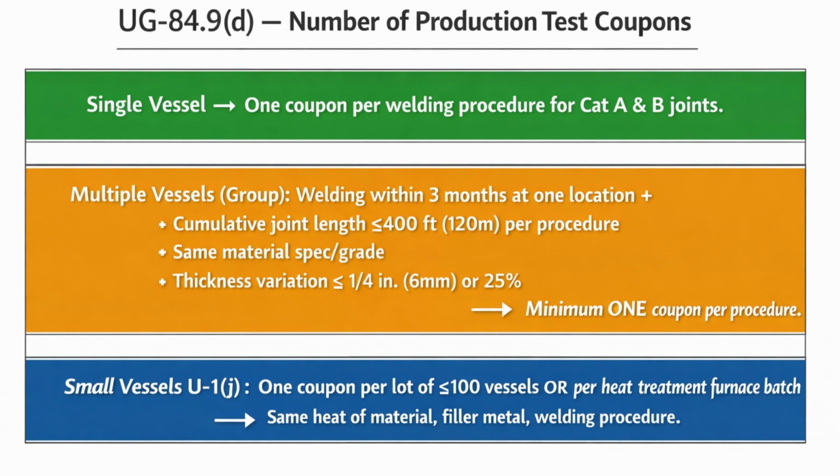And the consequence of test failure is severe. If the production impact test specimen fails, the welds represented by that coupon are unacceptable. You can reheat treat and retest, or retest alone, but those welds cannot be accepted in their current state. This is not a soft requirement.